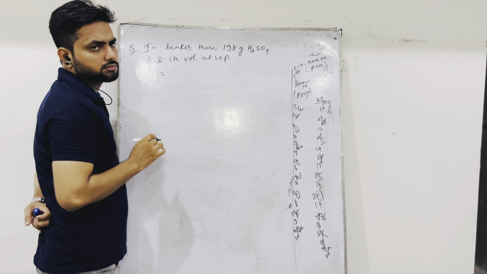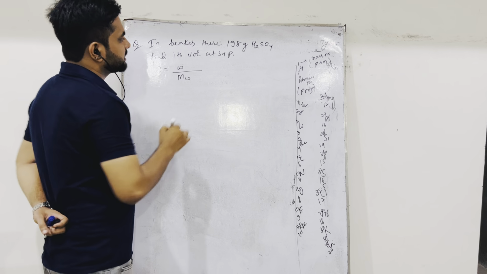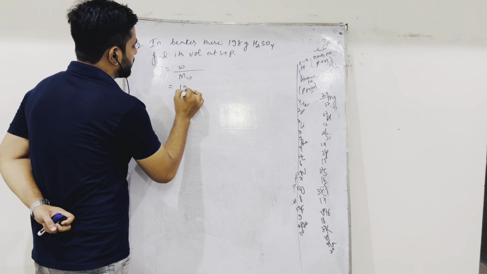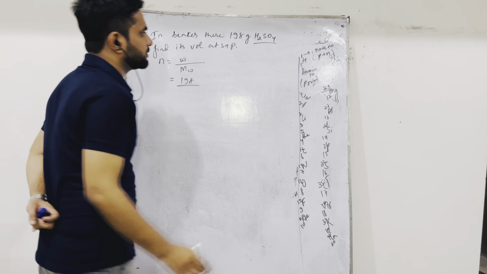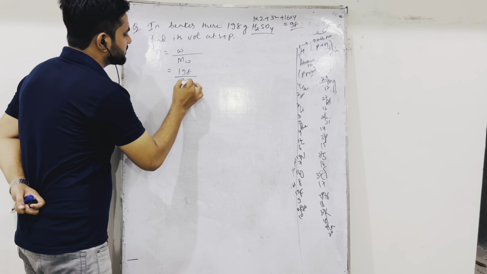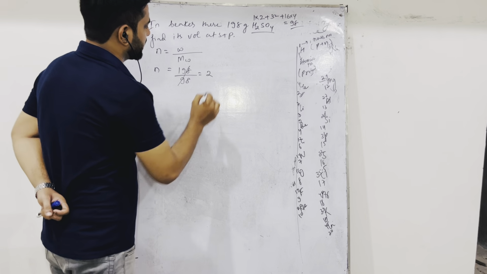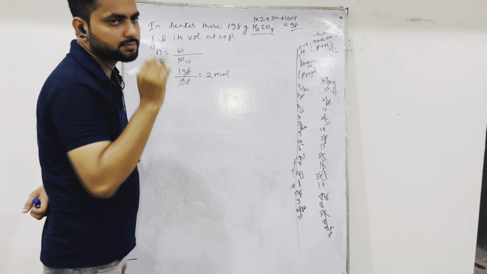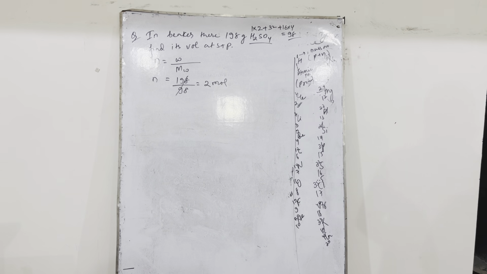Mole is equal to given mass upon molecular mass. Given mass is 198 gram and its molecular mass is H2SO4: 1 into 2, mass of sulfur is 32, and 16 into 4. What is it? 98. After dividing this, we will get 2 mole.